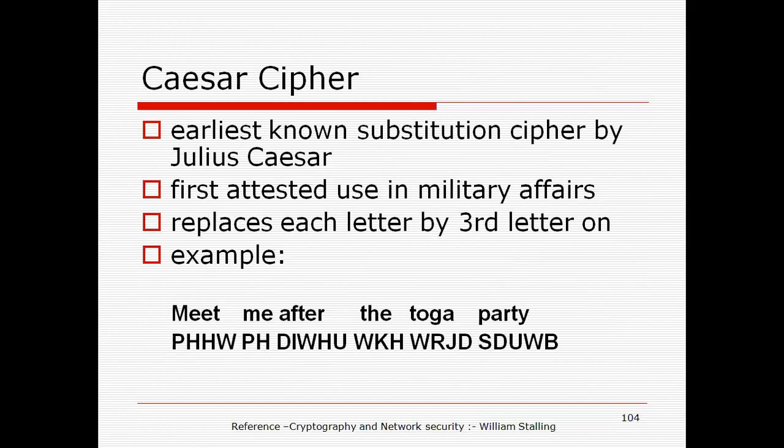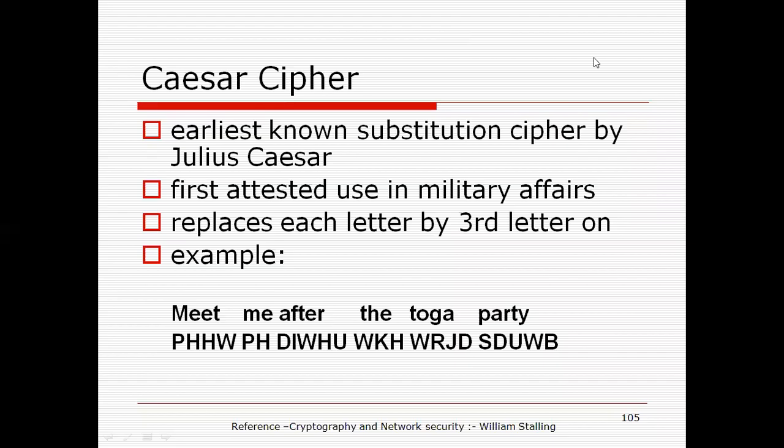The first example of a substitution cipher is the Caesar cipher. In the Caesar cipher, Caesar substitutes each alphabet, like it replaces A by D, meaning it replaces each letter by the third letter.